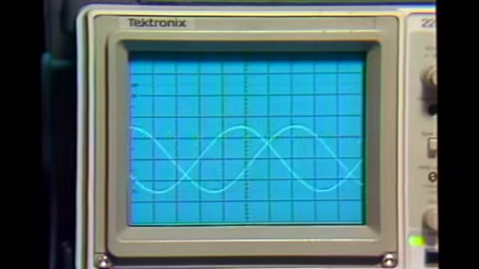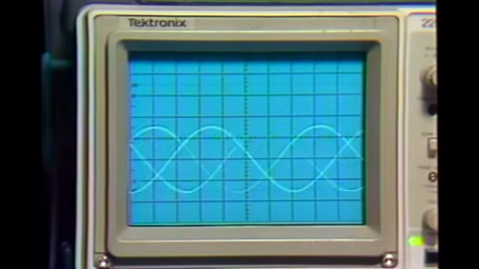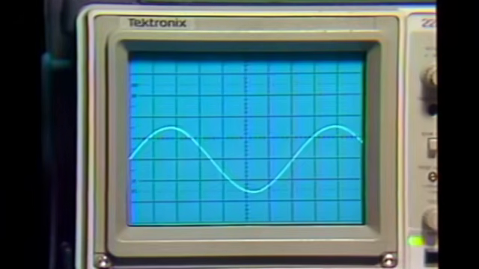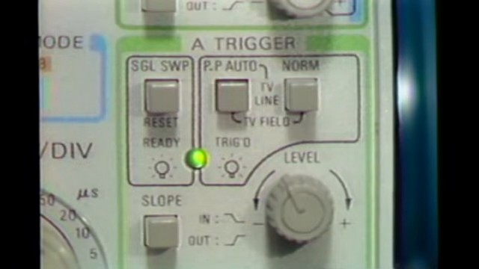Without triggering, the trace would free run. Each sweep would start at a different time, resulting in a confused collection of unmeasurable traces. So a triggered sweep scope starts each sweep at the same time by triggering at the same point on successive repetitions of the input signal. In the 2235, there are several trigger modes: peak-to-peak auto, norm, TV field, TV lines, and single sweep.